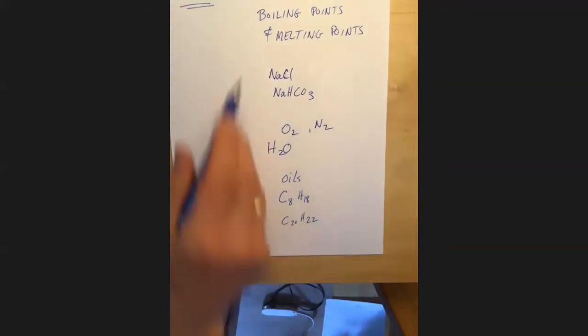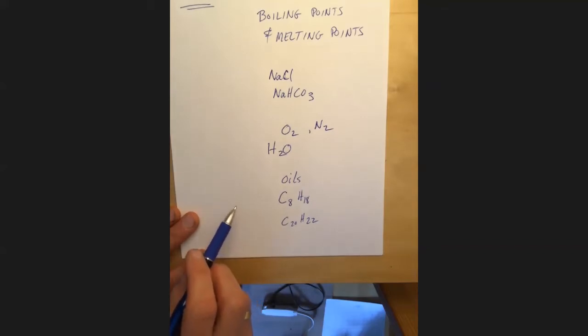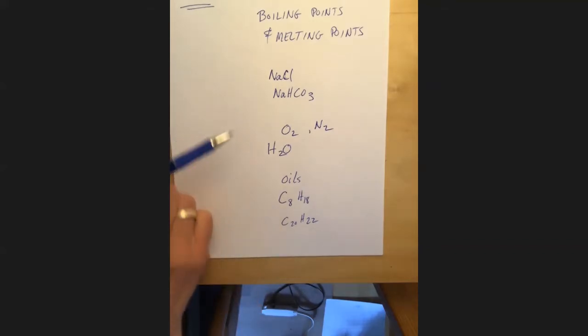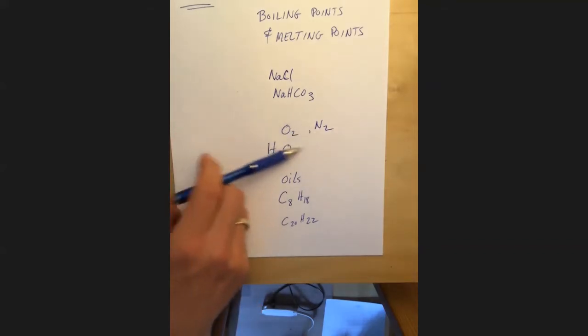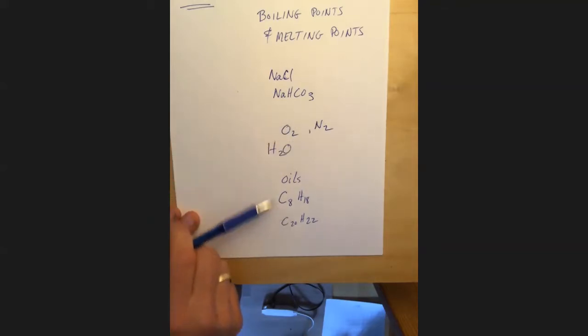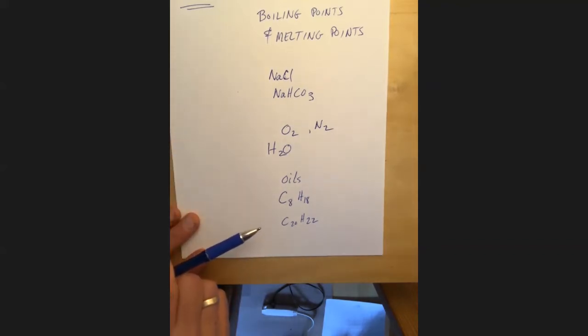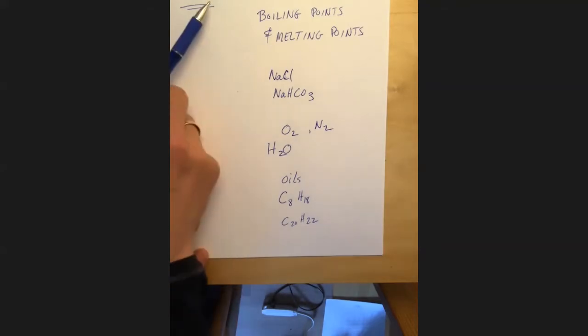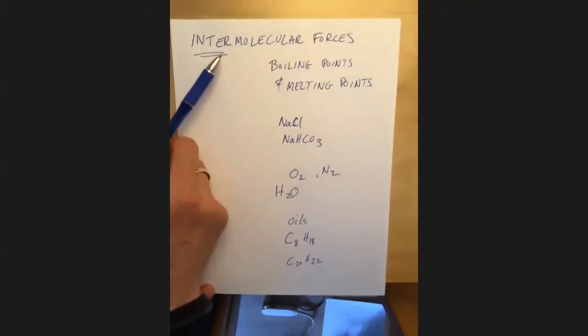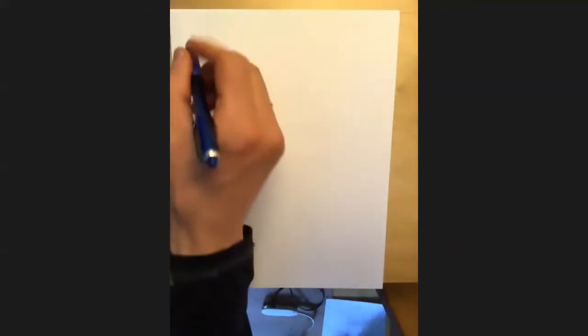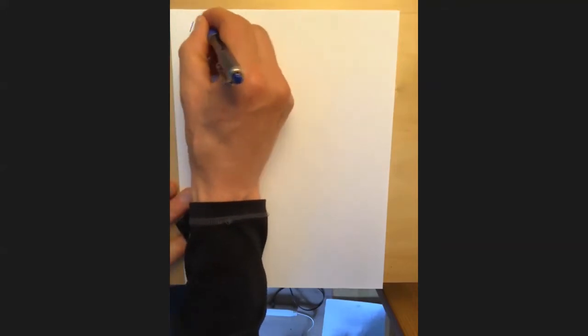There was just a number of different compounds, and we saw that some of them were gases already, some of them were liquids, some of them were more liquidy than others, and we had some solids. And so we're going to explain those observations in terms of intermolecular forces. Okay? Sounds good. Cool. So I'm going to start off with listing those intermolecular forces.